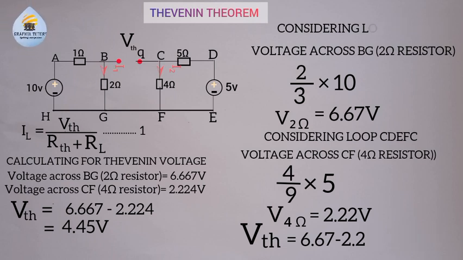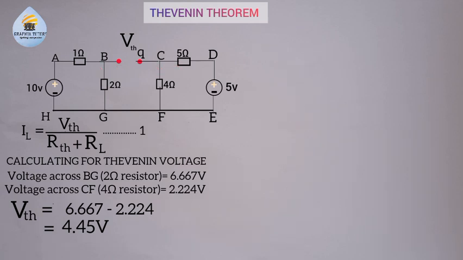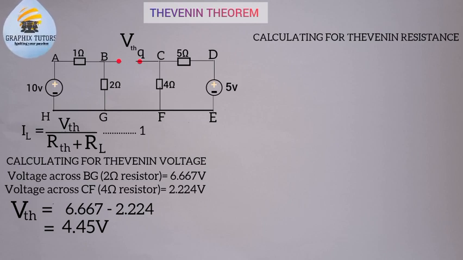4.45 volts. So that is how we go there. Now we move forward. We've gotten our VTH. Now the next thing we are going to be doing is calculate for what? The RTH, right? Now we want to calculate for the RTH. Now for you to calculate for the RTH, if you are having a voltage source, you are going to what?